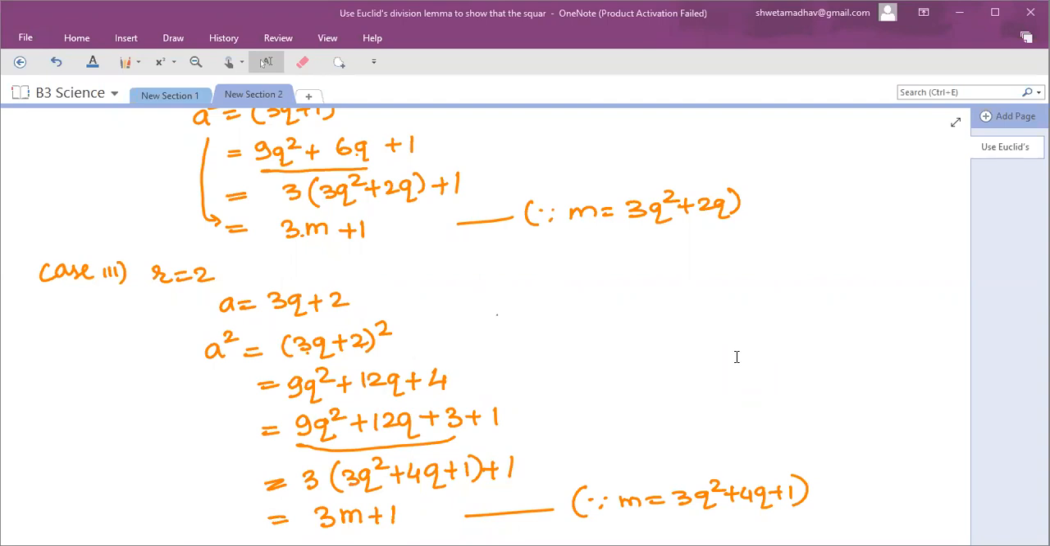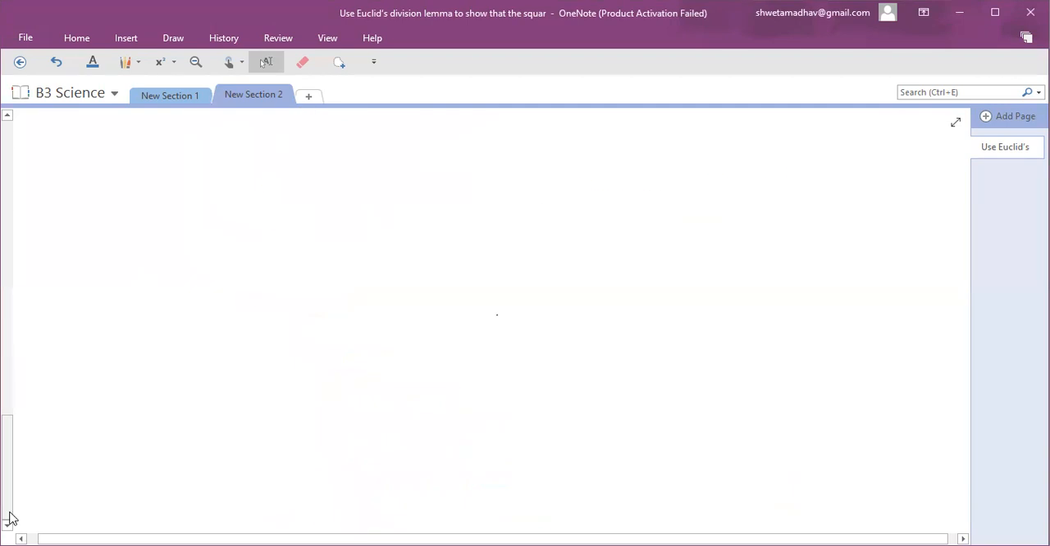Ma'am, in the 67th one, it is given 9m and 9m plus 1. But why do we have to do only till 3? Because it's given till 9. So should we take 9 and then cube, and do 9 cases? Is it easy to solve 9 cases? No, ma'am. Only for 3 marks.